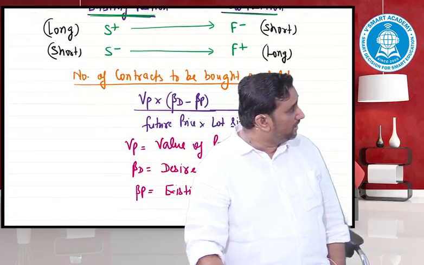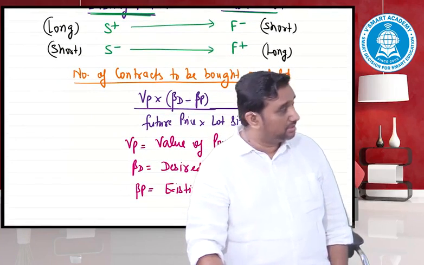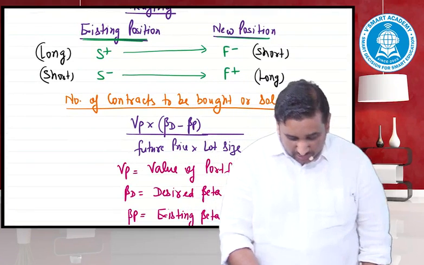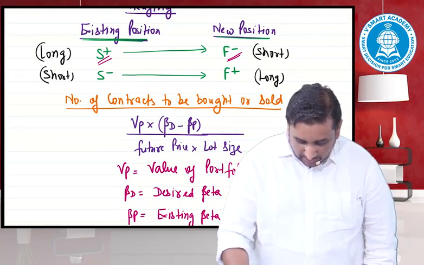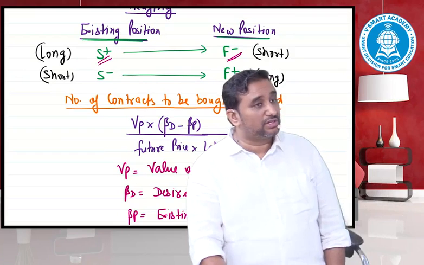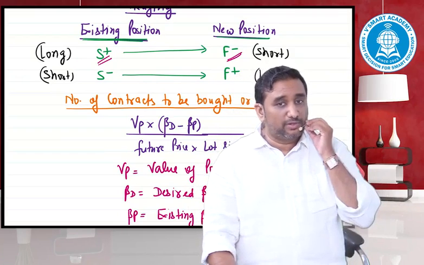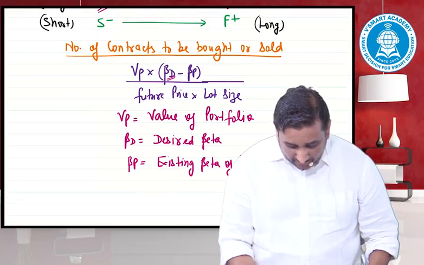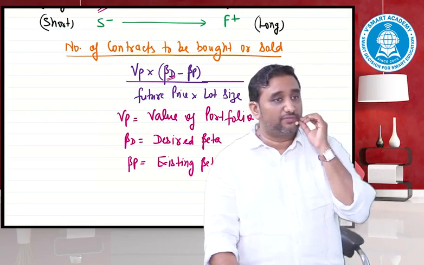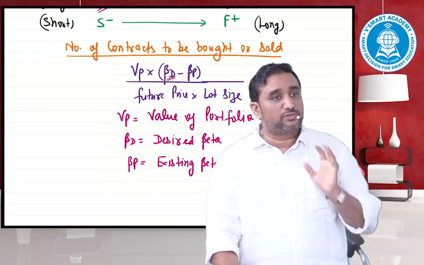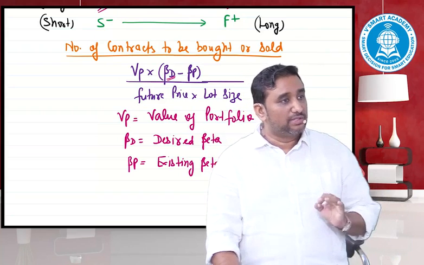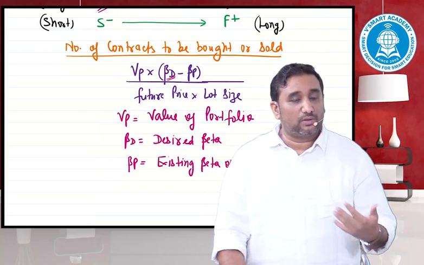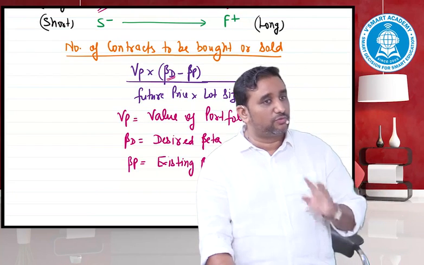Sir, what will this tell me? For example, let's suppose my position is S plus, the formula will give me F minus. How many contracts should I sell so that I am able to hedge myself? Sir, what does beta desired mean? Beta desired would mean that if, let's suppose, your existing beta is 1.5 and you want to reduce beta to 0, desired beta becomes 0. That means you want to nullify the impact of the market fluctuation on your portfolio.